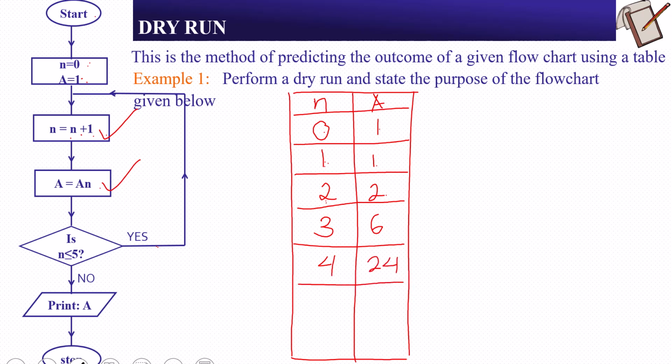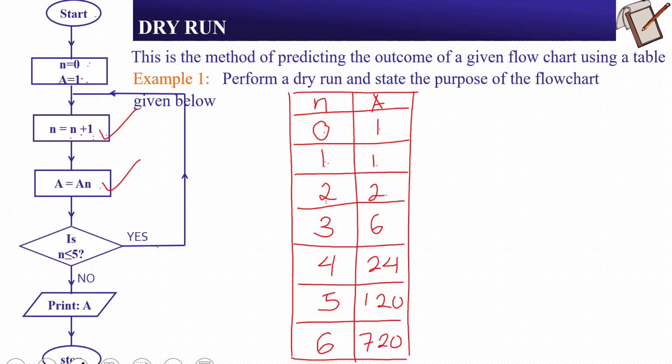Then we ask ourselves, is n less or equal to 5? Yes. If it is still less, we increase n to 5. And 5 times 24, we shall have 120. Then we ask ourselves, is n less or equal to 5? Yes. If it is yes, we continue. And then we shall have 6, because we are adding 1 to the value of n that we have. And 120 times 6, we shall have 720.